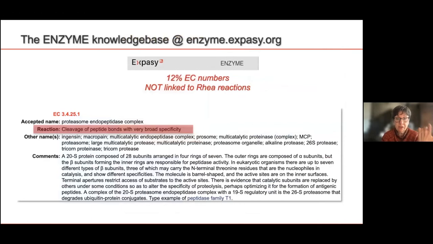As I told you, in some cases, 12% of the EC numbers, it's not possible to link them to Rhea reactions. So in that case, the information in UniProt, for instance, will still be represented by text.